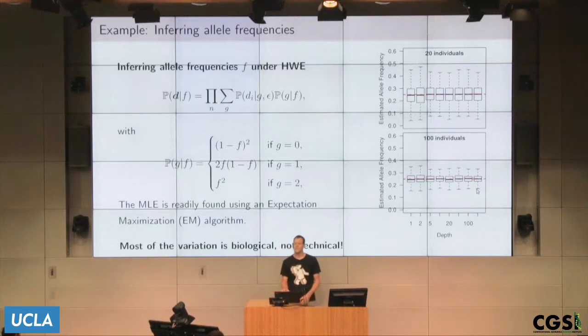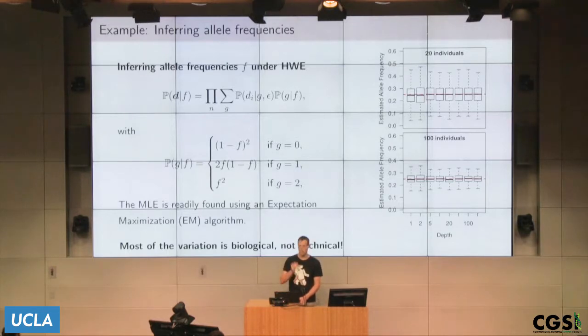And what that tells us is that if I'm interested in estimating allele frequencies, what really matters is your sample size, not your sequencing, okay? And that's because the variation that you see is actually biological, not technical, right? My sequencing error rate is like 1%. I'm quite likely to see the correct allele.